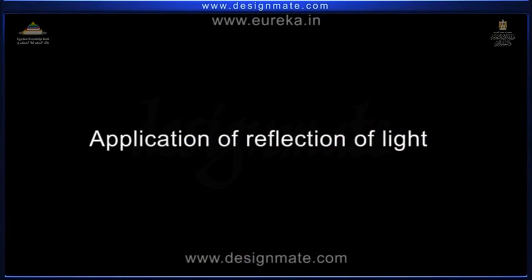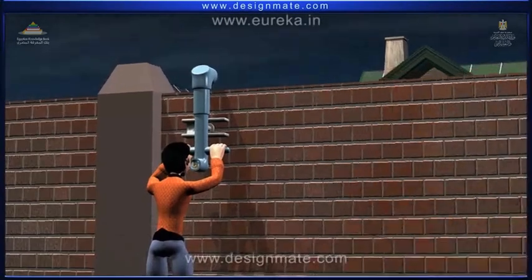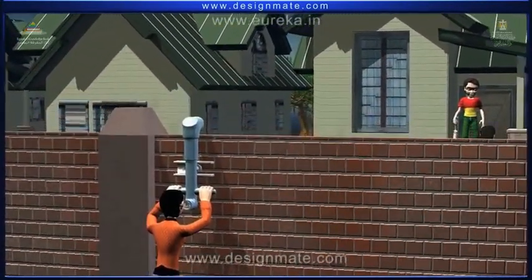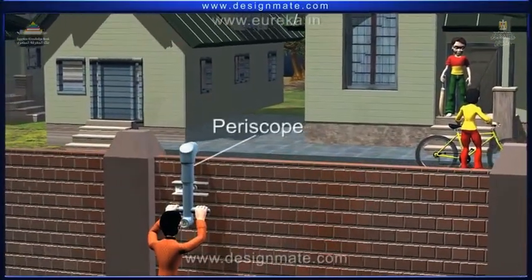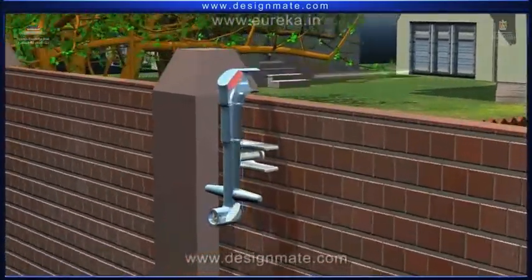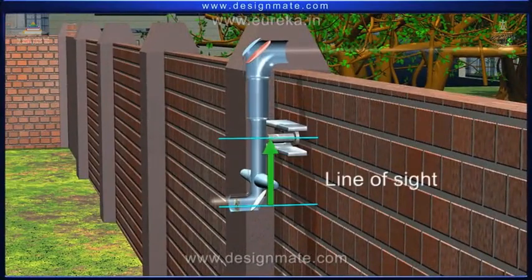Application of reflection of light. The understanding of laws of reflection has enabled us in designing instruments like a periscope. It employs the phenomenon of reflection of light to raise the line of sight.